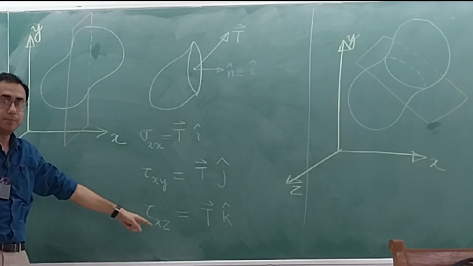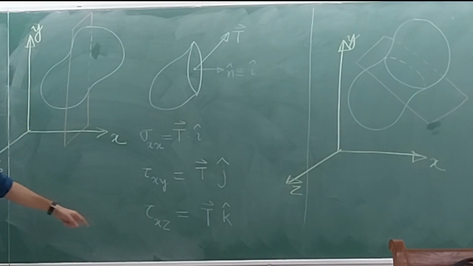xy, and tau xz. But suppose instead of taking a cutting plane which is parallel to the YZ plane, we had taken a cutting plane which is parallel to the XZ plane, and we ended up exposing a surface on which the unit outward normal was along the y axis. Then what would have happened?